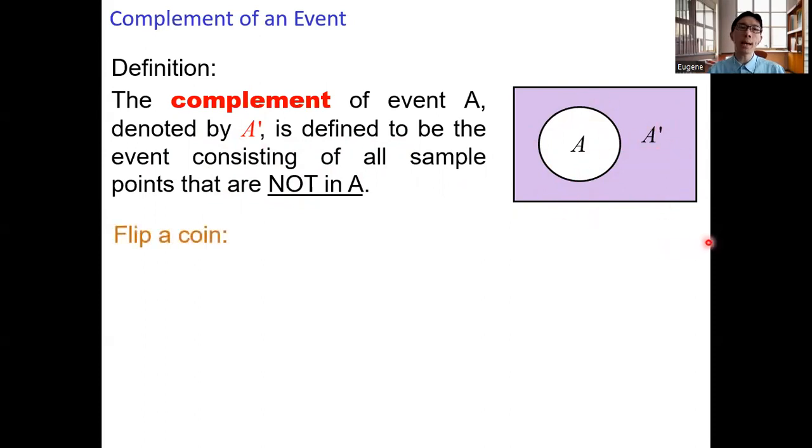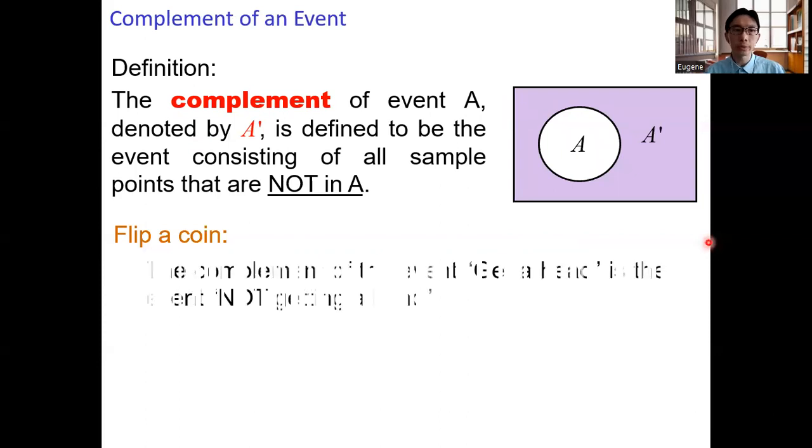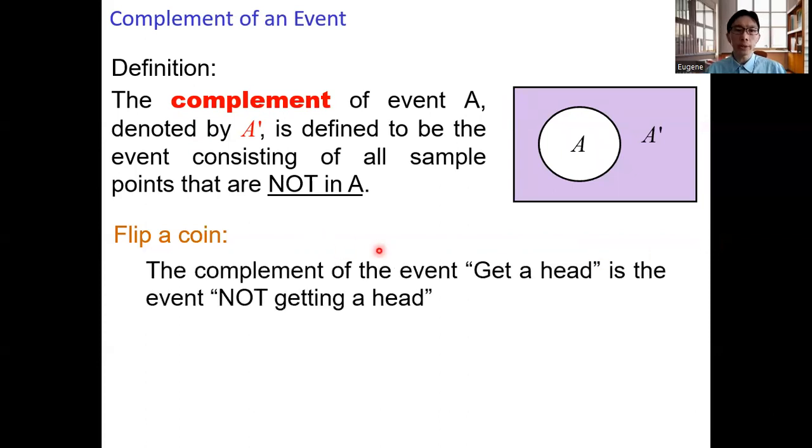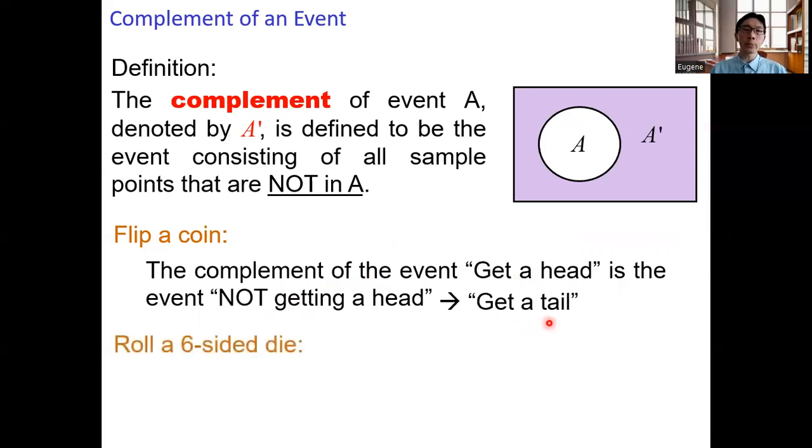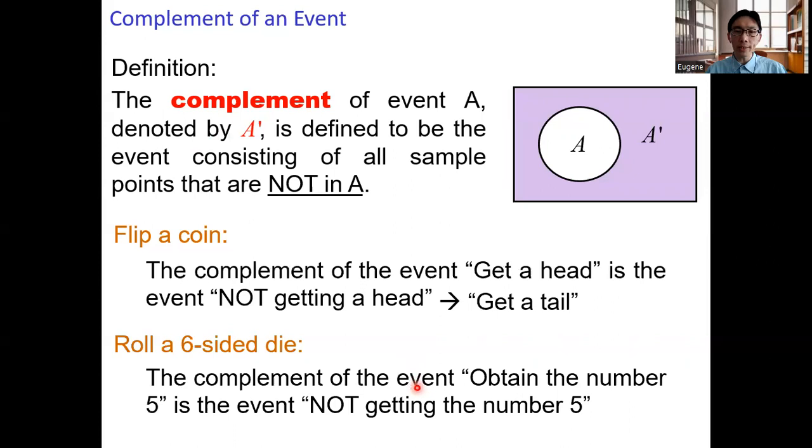Okay, so let's take a look at an example. Suppose you flip a coin. Suppose the event is to get a head. So the complement of the event of getting a head is the event of not getting a head. This is the same as getting a tail. Or for another experiment, you roll a 6-sided die. The complement of the event of obtaining the number 5 is the event of not getting the number 5.